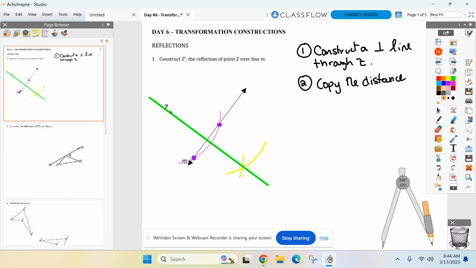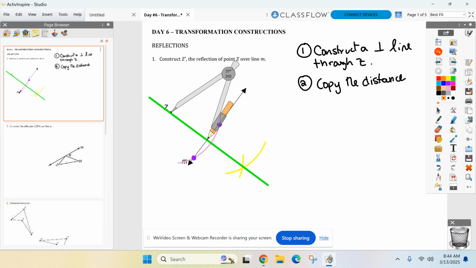Take your compass. You're not going to make any marks here. Measure the distance from Z to where your perpendicular line intersected M. Measure that distance, because that distance has to be the same when we go to Z prime. We're not making any arc marks here. Everyone has it open. Measure that distance. Now, again, it's got to stay the same on the other side of the line, right?